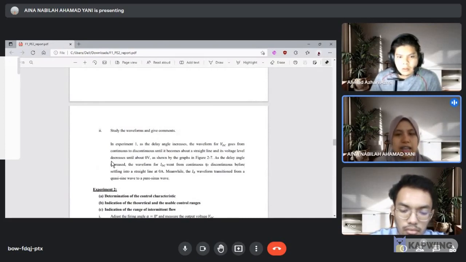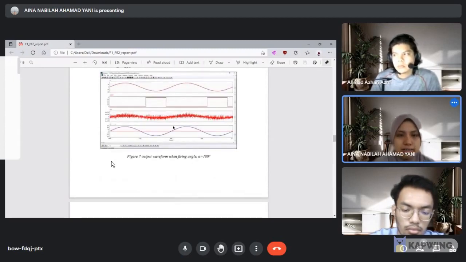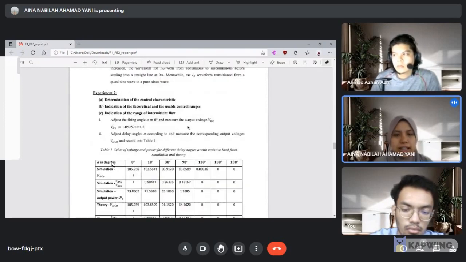As the delay angle increases, the waveform for IDC goes from continuous to discontinuous before settling into a straight line at 0 ampere. Meanwhile, the IR waveform transitions from a quasi-sinus to a pure sinus wave, like this. Okay, so the next one.